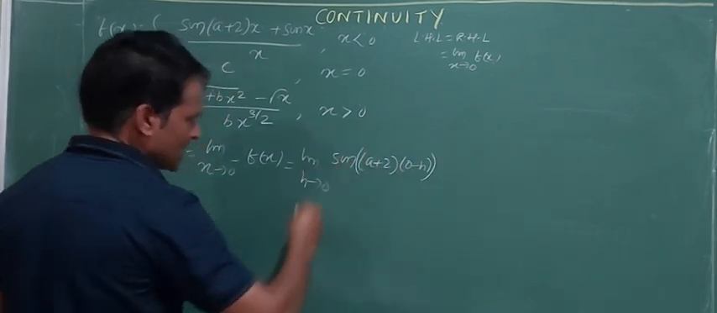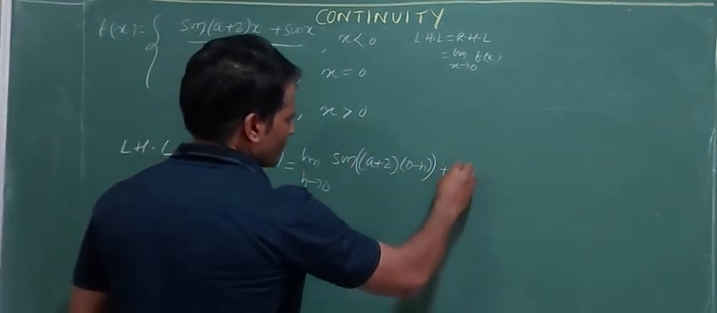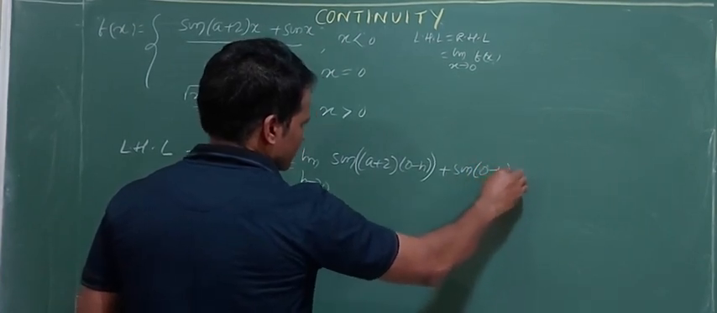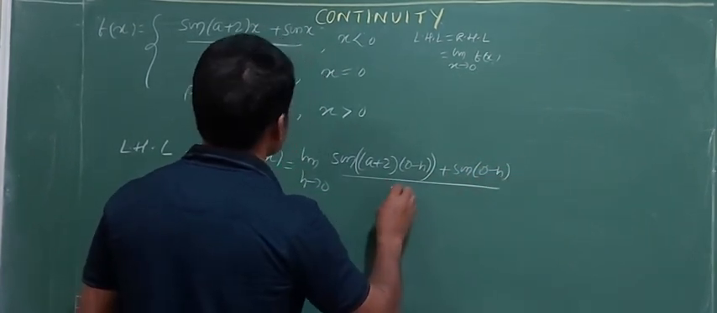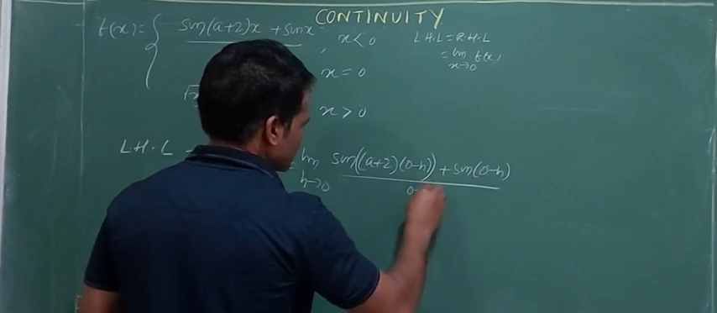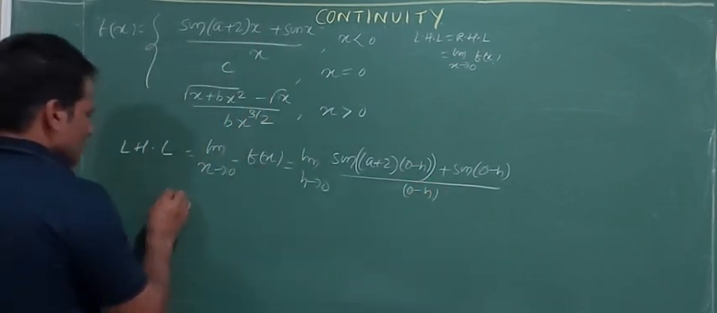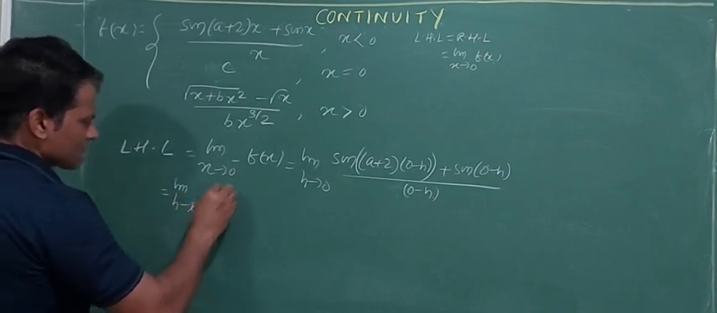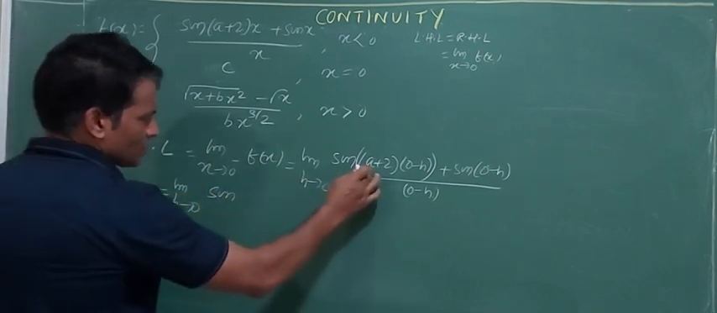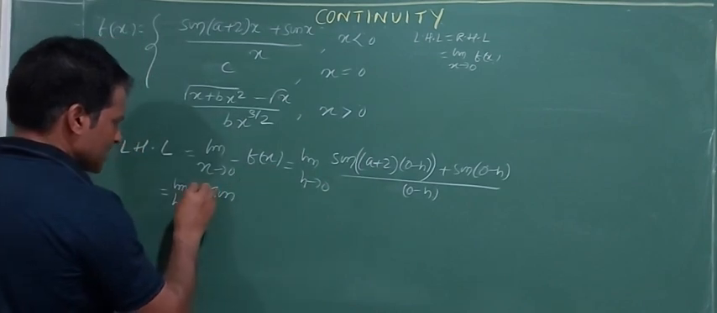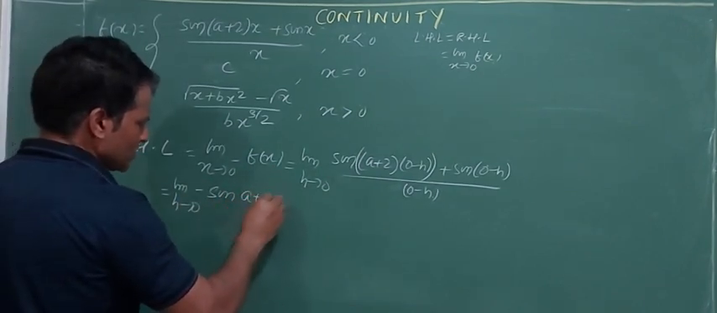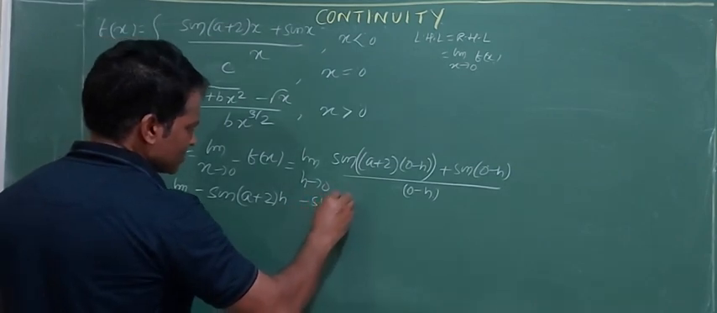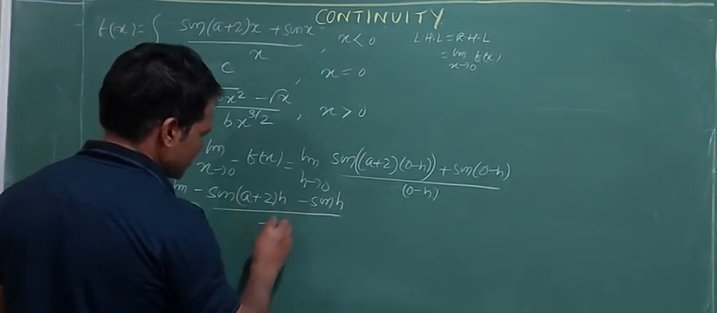This is the argument of sine. You cannot separate it. Sin of (0 minus h) by (0 minus h). That gives you now the limit as x tends to 0 of sin(a plus 2h) by... multiply this, bring the minus outside, a plus 2 into h minus sin h by minus h.